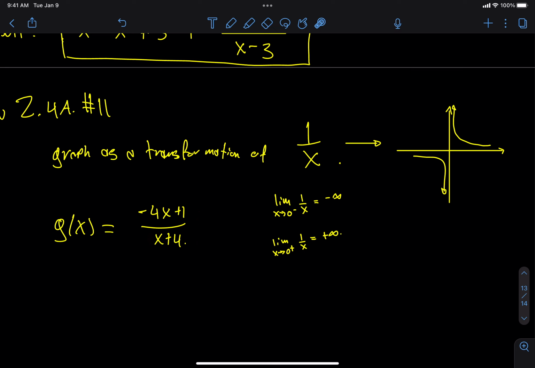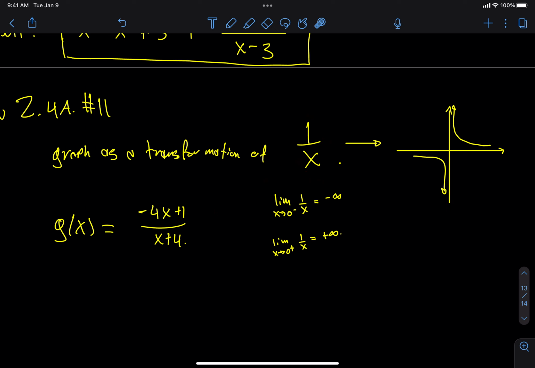The only problem is I've got multiplication. I have x in the top and in the bottom. So this is not just a transformation of 1 over x. I can't get to this by just adding and subtracting and multiplying by numbers. I've also got an x in the numerator.